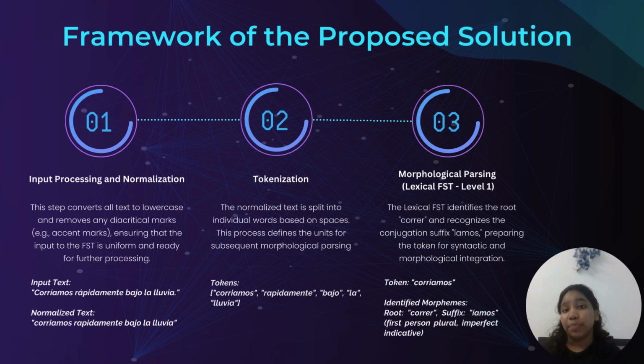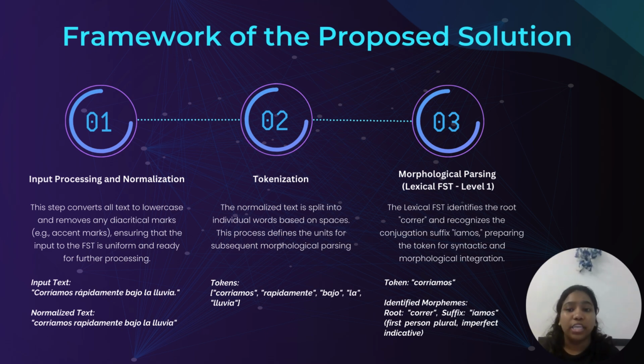Now, moving on to the next part, the framework of the proposed solution. There are 6 steps in this framework. The first step is input processing and normalization. This step converts all the words to lowercase and removes any diacritical marks, for example, accent marks, ensuring that the input to the FST is uniform and ready for further processing. As you can see here, the input text had uppercase as well as accent marks and they have been removed in the normalized text.